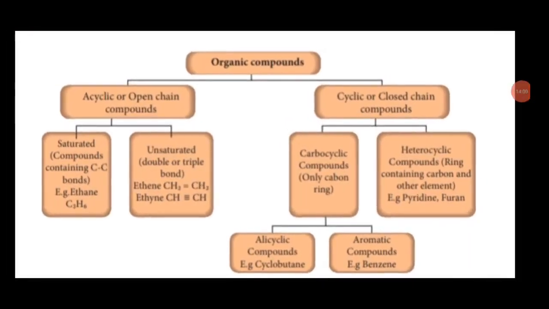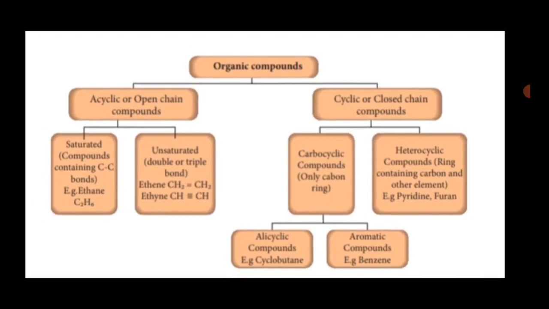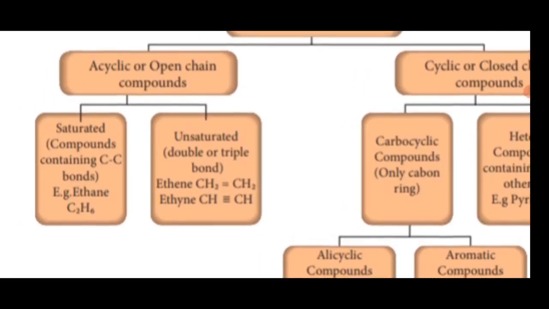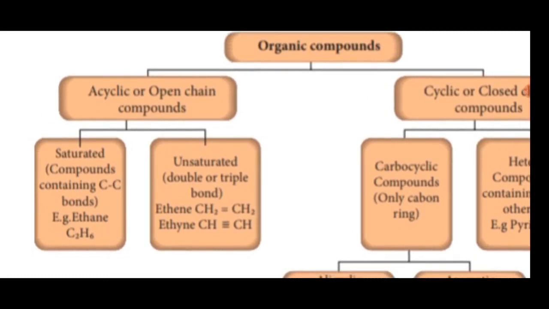This is the flowchart of classification of organic compounds based on the pattern of carbon chain. The organic compounds are classified into two types. One is acyclic or open chain compound, another one is cyclic or closed chain compound. The acyclic or open chain compounds are further classified into two types: saturated compound and unsaturated compound.